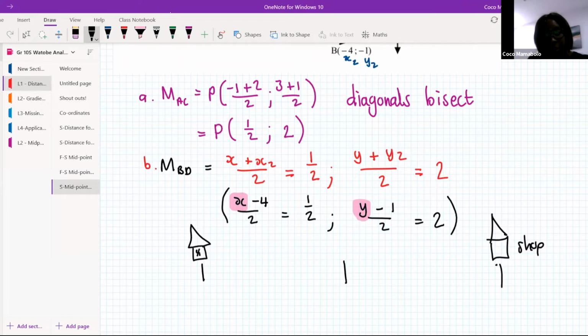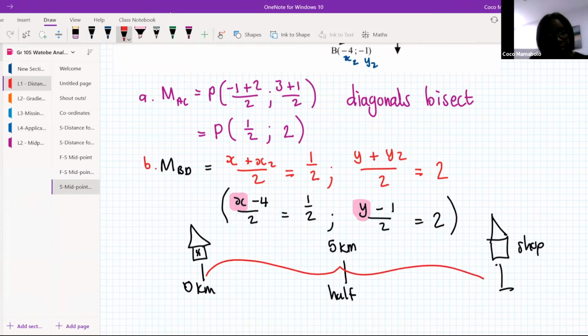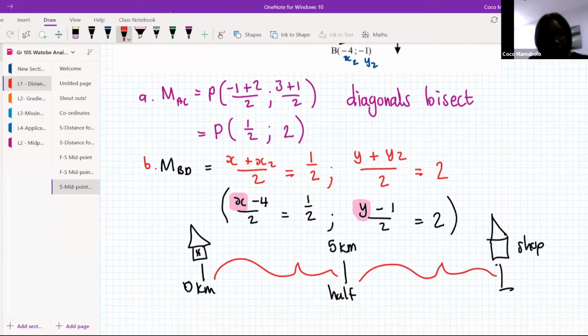from my house and the shop is 5 kilometers, how far is it to the shop? If this is 0 kilometers and halfway to the shop, this is halfway. If halfway to the shop is 5 kilometers, how far is the shop from my house? Can you guys let me know? Good, it's 10 kilometers. Because from here all the way to there will give me 10 kilometers, right? Because there's 5 here, there's 5 kilometers over here, and 5 kilometers over there.